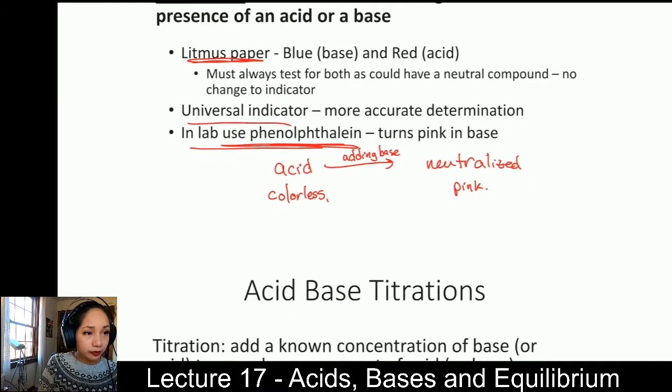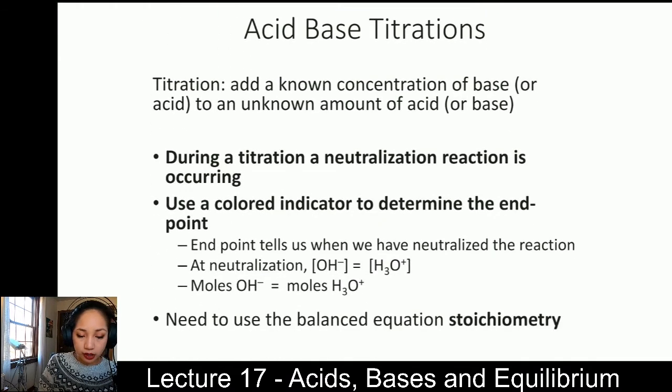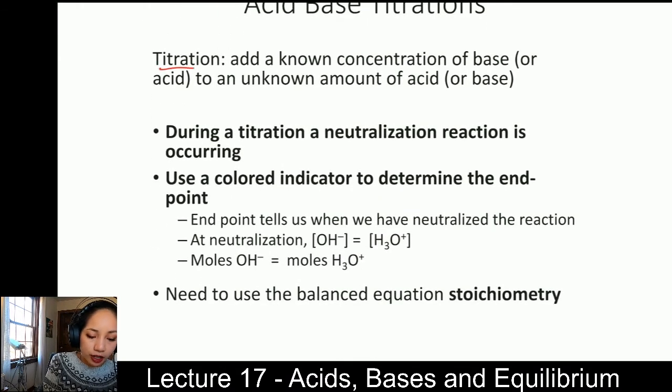All right. So with acid-base titration, what is a titration? A titration is reacting an acid and a base together, but in a quantified way. So you add a known amount of base to an unknown amount of acid. Or it could be the other way. You could add a known concentration of acid to an unknown amount of base. So a titration is important. It's a way to quantify a neutralization reaction.